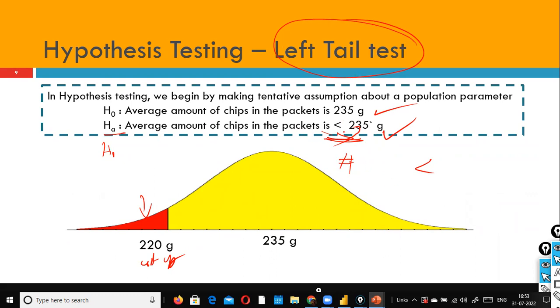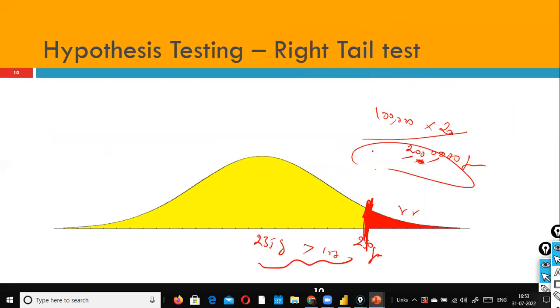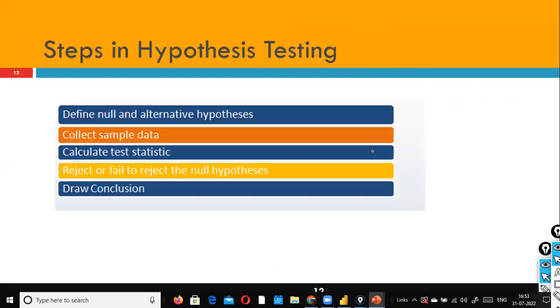If it is less than, that is a left-tailed test. As a customer, you are very particular about less, and you don't care about excess, right? As a manufacturer, you need to check greater than also. Sometimes the quality inspector wants to make sure that it should not fill more than what we promised, from the revenue point of view.